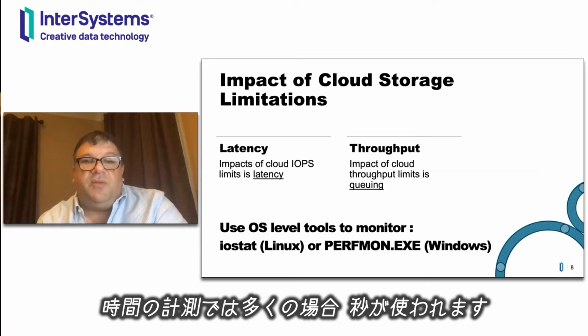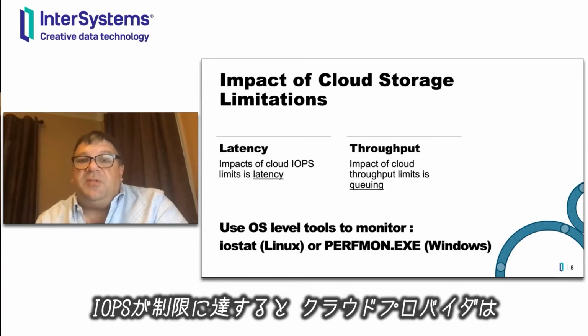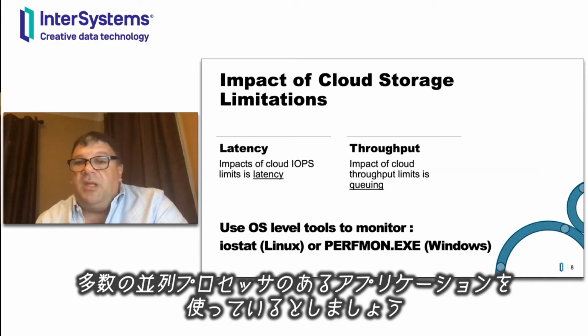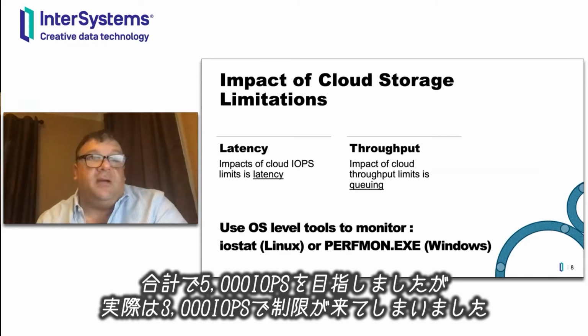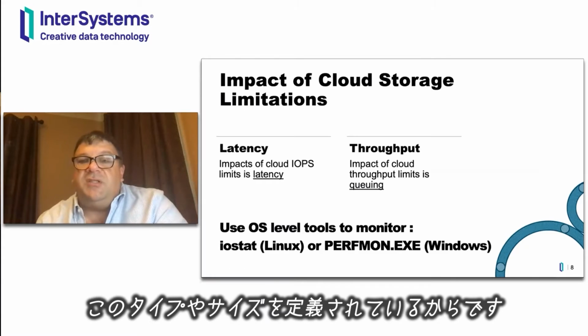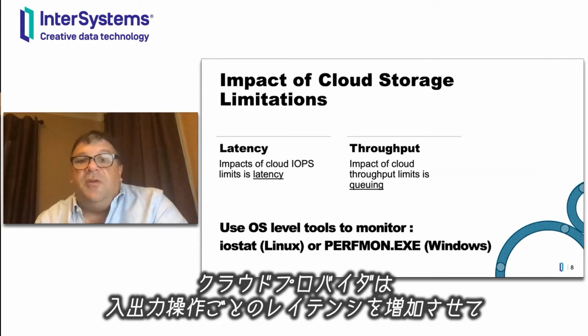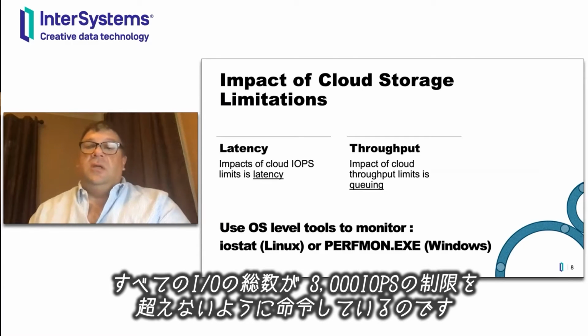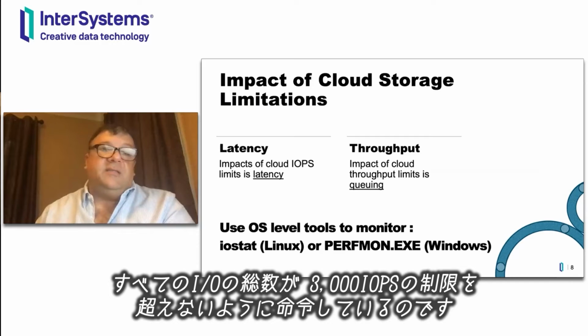second measurements. So when reaching an IOPS limit, the cloud provider will induce latency at their hypervisor or the storage layer. So let's say you have an application that has numerous concurrent processes trying to do a total of 5,000 IOPS collectively, but you have a limit of only 3,000 IOPS because of your defined disk type or size. The cloud provider will increase latency on each I/O operation so that the aggregate of all the IOs that are called do not exceed that 3,000 IOPS limit.